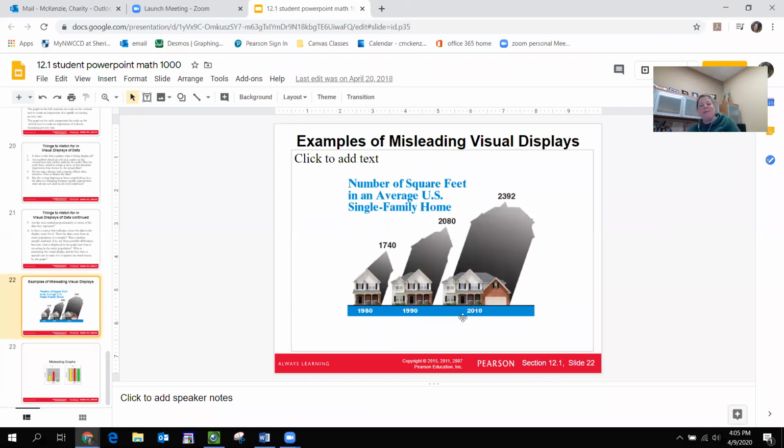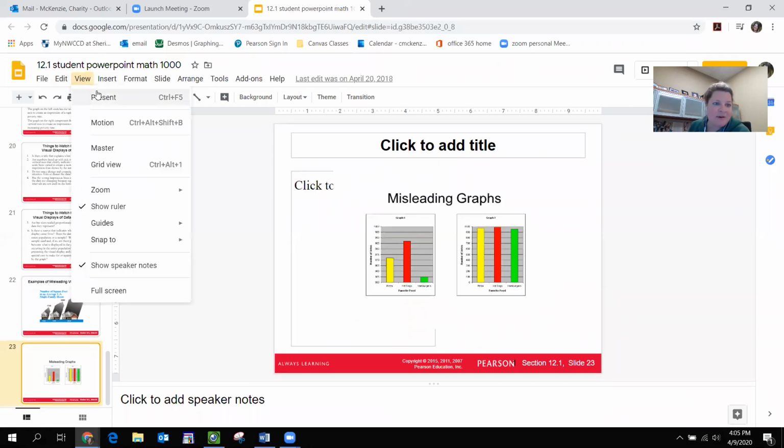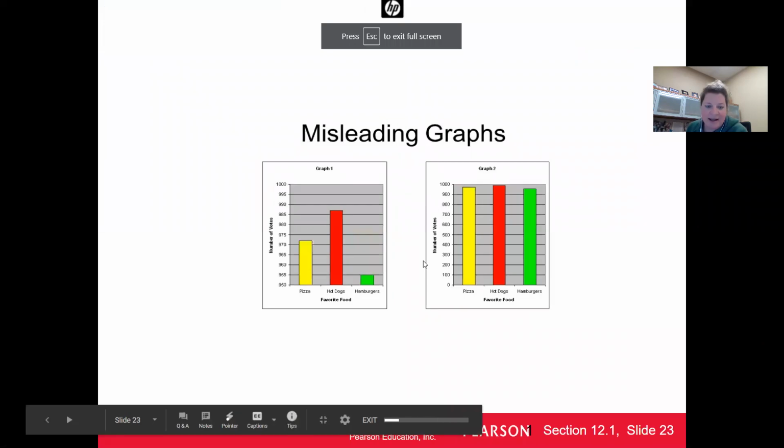Anyway, so these are misleading because this one is definitely not like a quarter of this one. There are other things you could have noticed about this that make this graph misleading. It's just information that's not correct. Okay, here's another one. Let me view this bigger again. Okay, so look at this one.